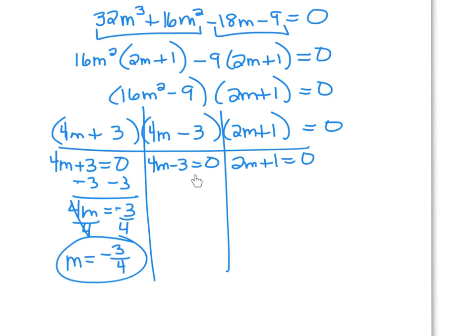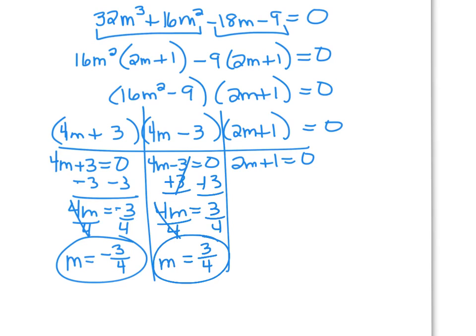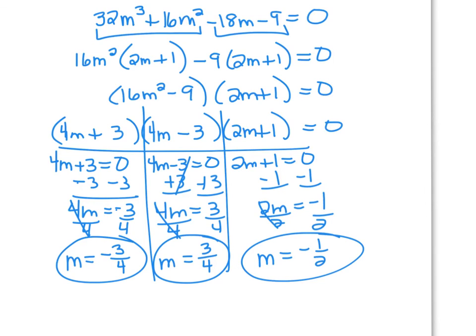Now, this one, we should just wind up with the positive of this, since this was a minus sign and this was a plus sign, but we could show it. If you want to just jump right to the answer, I'm okay with that too. Here, when we add 3, we get 4m equals positive 3. Then when we divide by 4, we get m equals positive 3/4, or positive 0.75. And then finally, we're going to subtract 1 and divide by 2. And when we do, we get m equals negative 1/2 or negative 0.5.